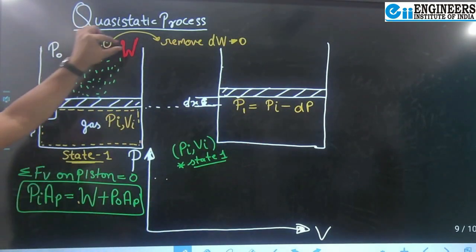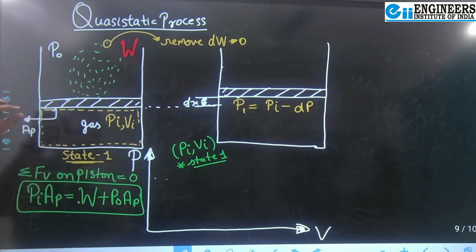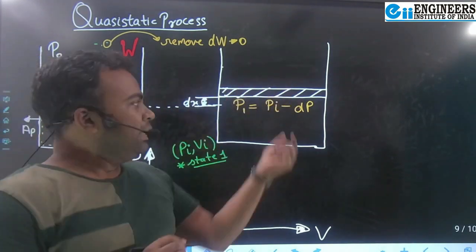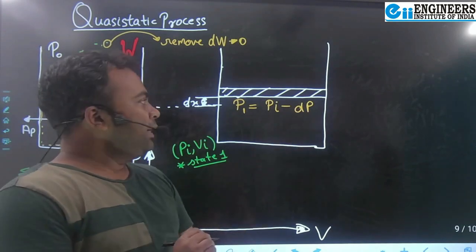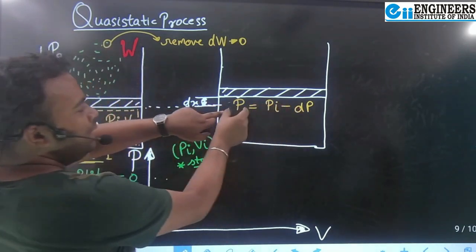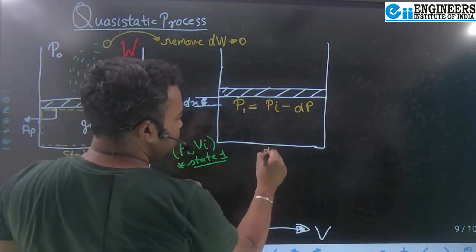So we are removing a very small weight from the top, which will increase the displacement of the piston. A slight displacement of the piston will be there, and a slight drop in pressure will be there. That is dp tending to 0, right? So from this initial pressure, this much pressure will be lost, and again some pressure will be established. So remember here dp is tending to 0.